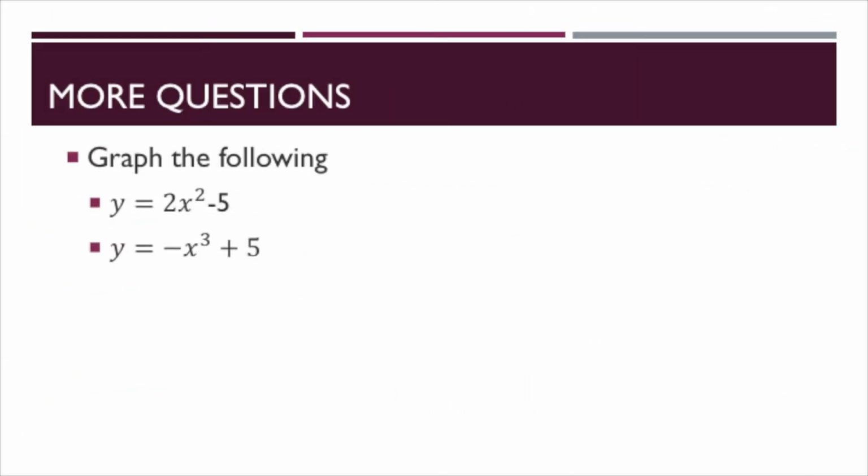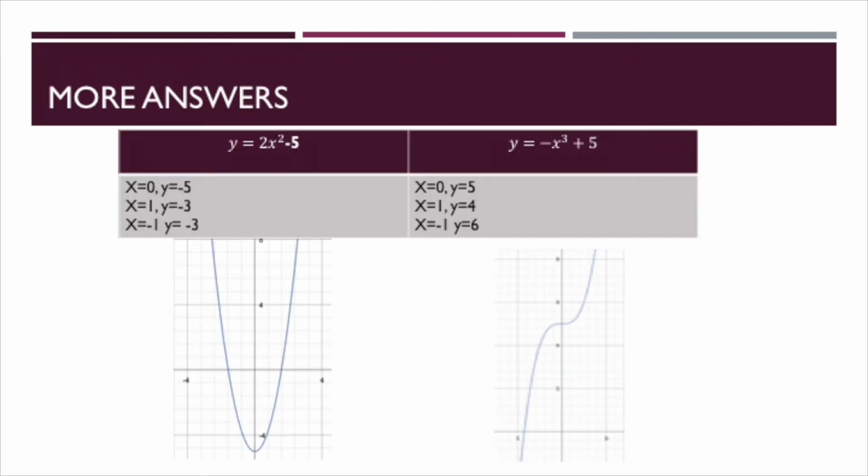Now let's get a little more complicated. We're going to do y equals 2x squared minus 5, and we're going to do y equals negative x cubed plus 5. Okay, so these are a little bit harder. Let's start with y equals 2x squared minus 5. When x is 0, 0 squared is 0, times 2 is 0, minus 5 is negative 5, so y is negative 5. When x is 1, 2 times 1 times 1 is 2, minus 5 is negative 3. And when x is negative 1, negative 1 times negative 1 is 1, times 2 is 2, minus 5 is negative 3. So you'll see here we've got a fairly steep curve which centers around negative 5.